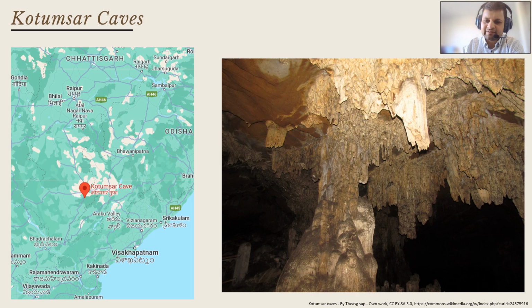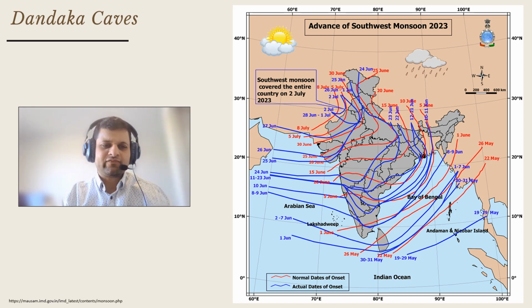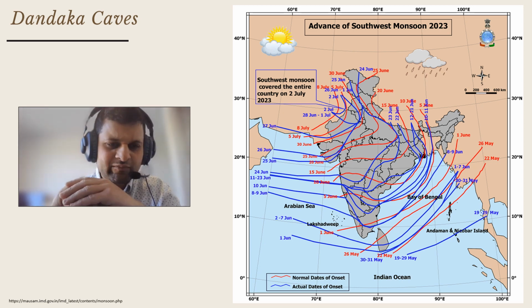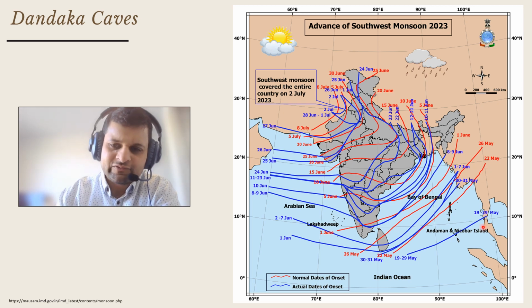Okay, so let's have a look at the rainfall pattern and how it works. This is an image I got from the most recent meteorological website, mosam.imd.gov.in, and it shows how the monsoon proceeds. The blue lines are when the monsoon actually hit in 2023, and the red lines are when it's normally supposed to hit. You can see it moves from the south, southeast direction, and it moves up and up. Now, the Dandak caves are quite significant because they are located somewhere here.